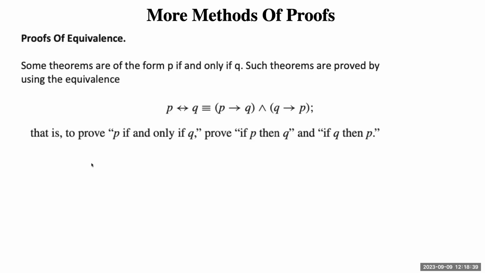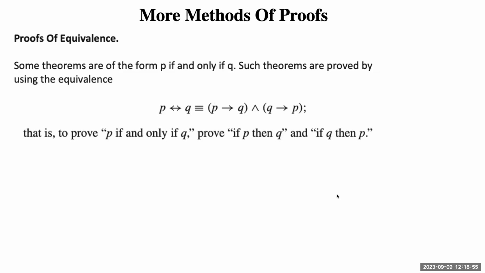Okay. So if I want to prove a statement, P if and only if Q, then I need to prove that P implies Q. In other words, if P then Q is true or is proved, and then I reverse it, prove if Q then P. Okay.